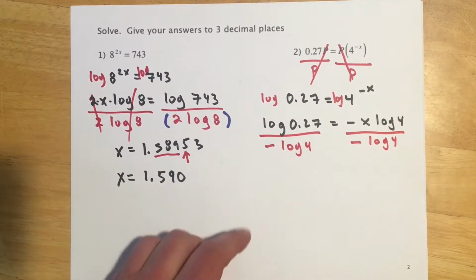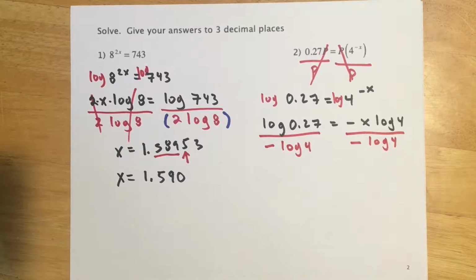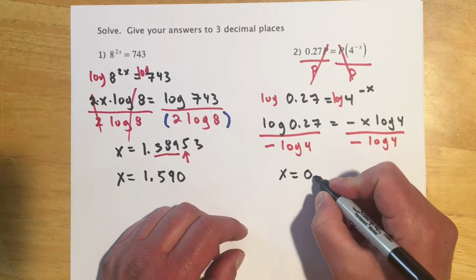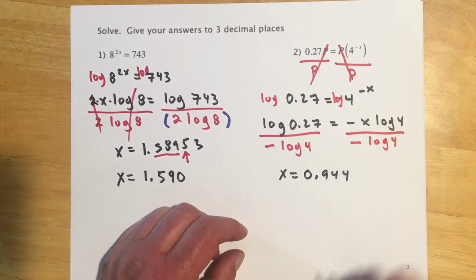And for this one, if you successfully get that in the calculator, and assuming I successfully got it in the calculator, I got 0.944 when I did it.